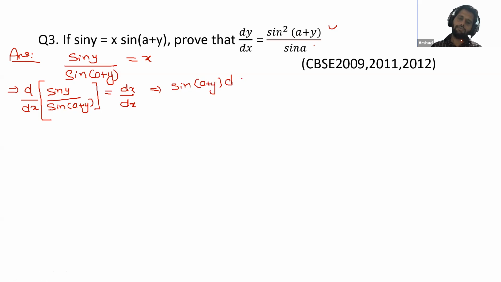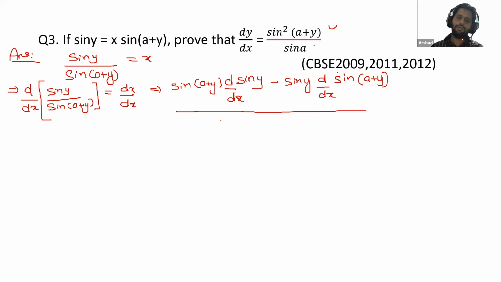Differentiate the numerator with respect to x, minus numerator as it is, differentiate the denominator, by, in the denominator you will get a square. So sine a plus y whole square. This is equal to 1. Okay.